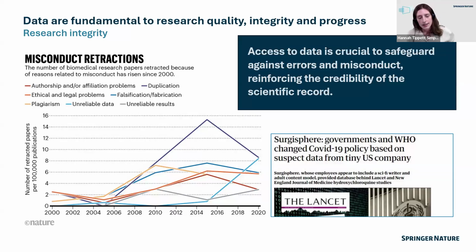And it's important to note how unreliable data can have actual real-world consequences. So the Surgisphere scandal, that's an example on this screen, didn't just damage the academic credibility of the authors. It actually influenced global health policy during a pandemic.